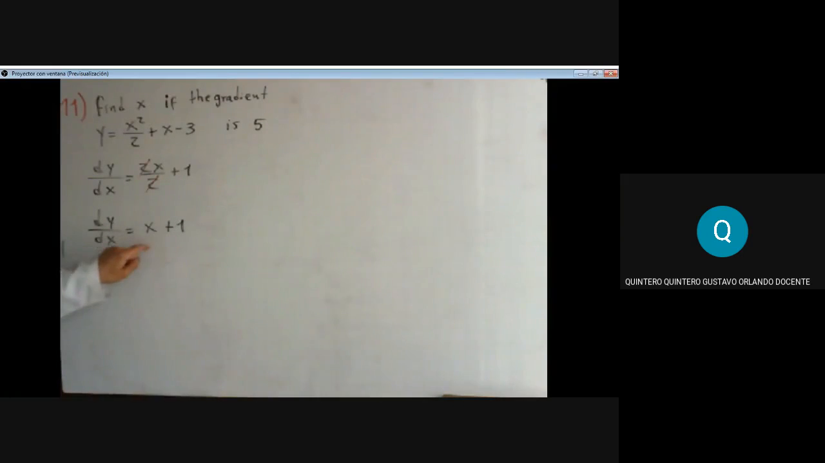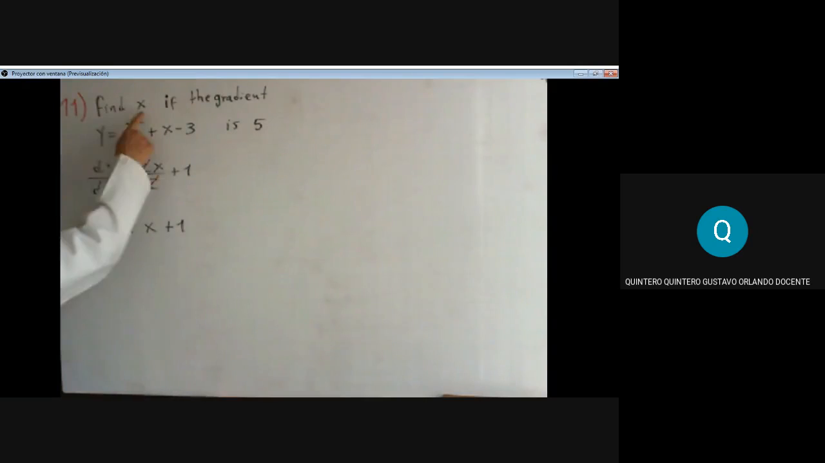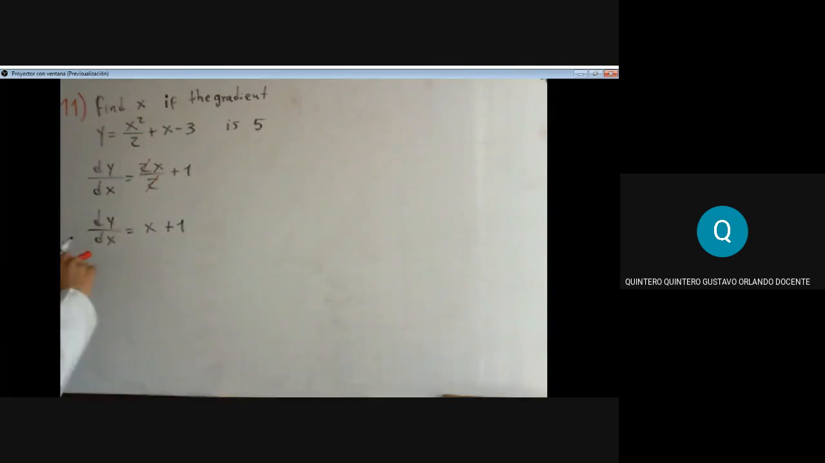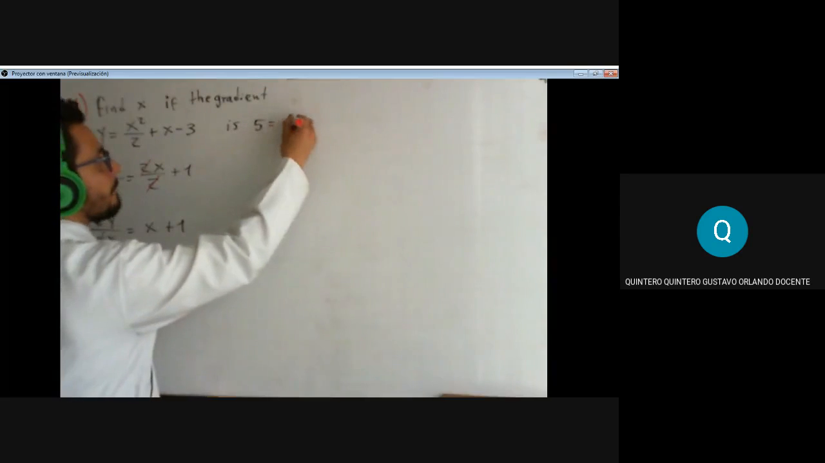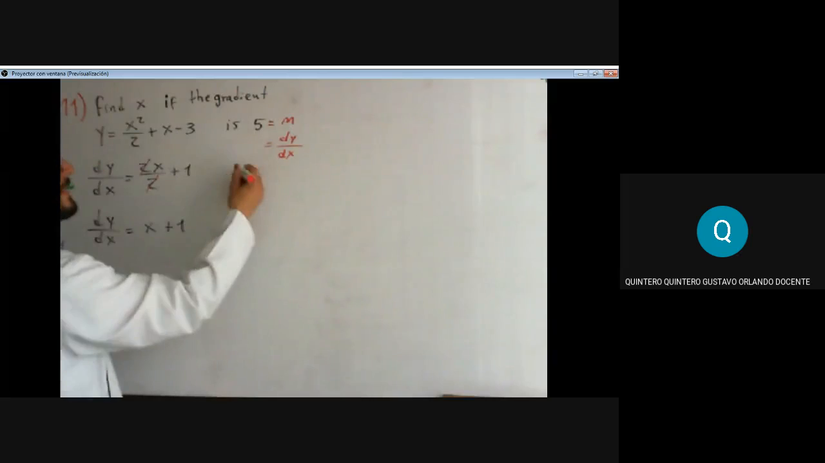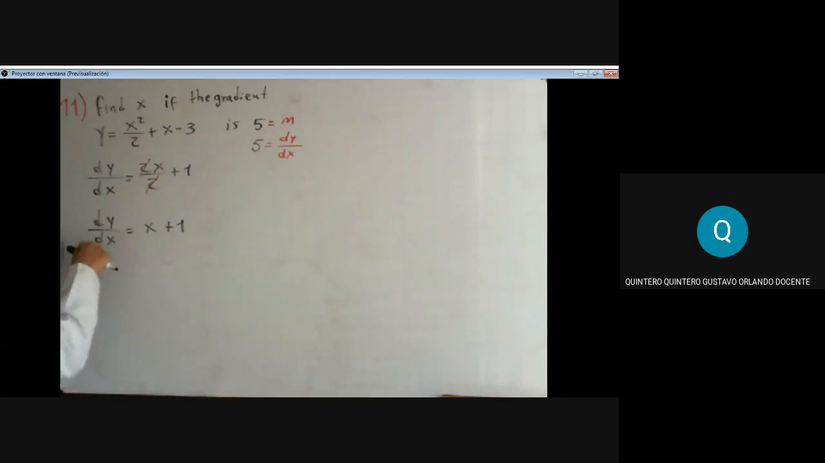So now I have the gradient function. All of this will tell me the gradient for every single value of x. And it turns out that one of those values gives 5. We don't know for which x. We don't know if it is at x equals 1, 2, 3, 11, 20 millions. We don't know. But we know the derivative is 5. So this one, in case you don't remember, is the m, the slope, which is the same as saying dy over dx. That 5 is the same derivative that we had. So in this case, I am going to replace dy over dx by 5.